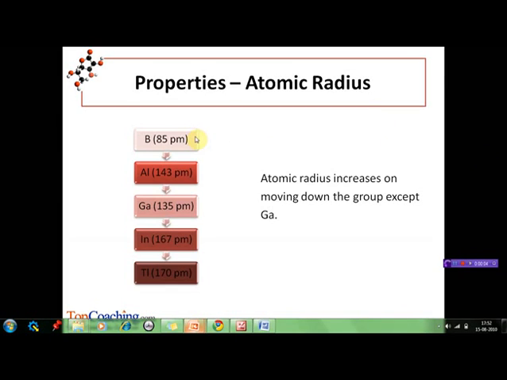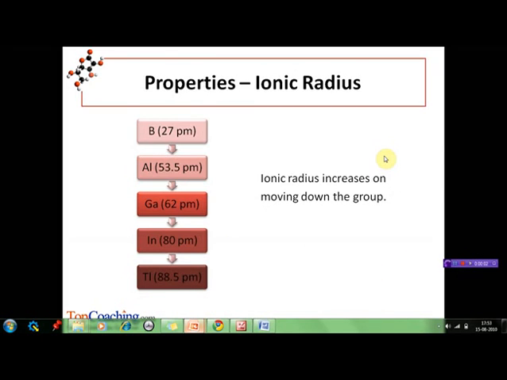If we look at the atomic radii of these elements, we will find that there is a general increase in the atomic radii of these elements except gallium, as there is an addition of an electron shell with each period. Like atomic radius, ionic radius also shows an increase on moving down the group. The values mentioned in picometer are the ionic radii of these elements in their +3 state.